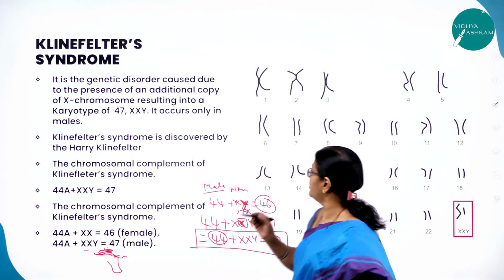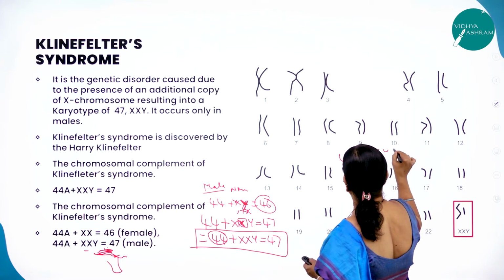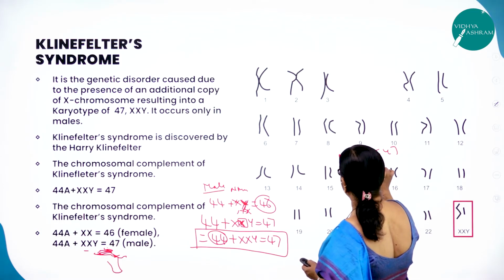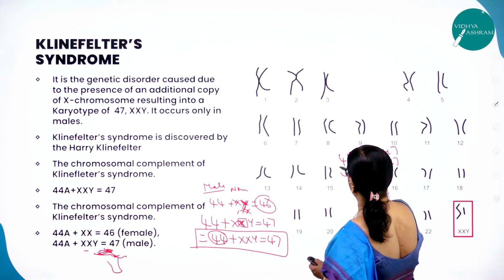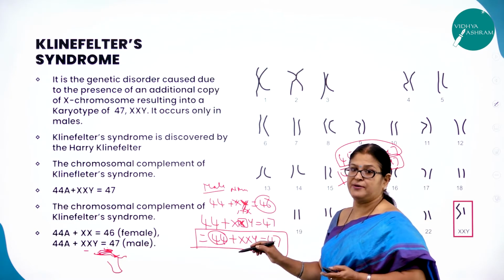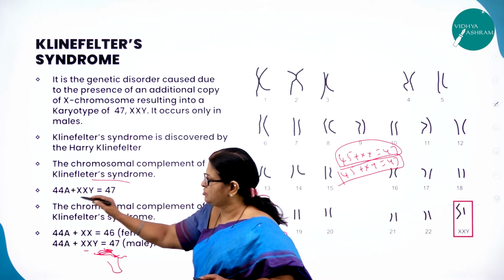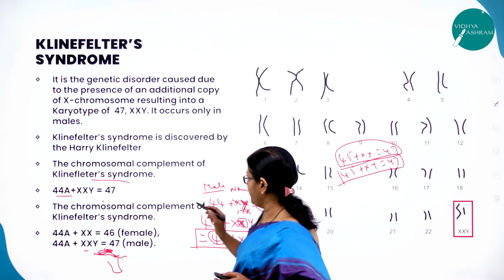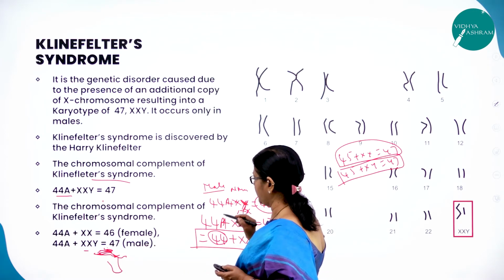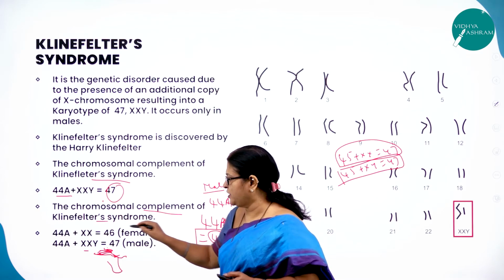There what was the chromosomal complement? 45 plus XX is equal to 47, 45 plus XY is equal to 47. This was the chromosomal complement for Down syndrome. See the difference here, right? So the chromosomal complement of Klinefelter syndrome is 44A. 44A means what? Autosomes are common. And 47 is the chromosomal complement of Klinefelter syndrome.